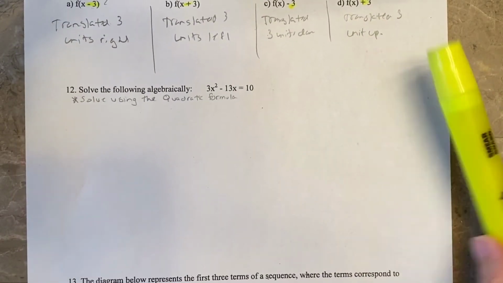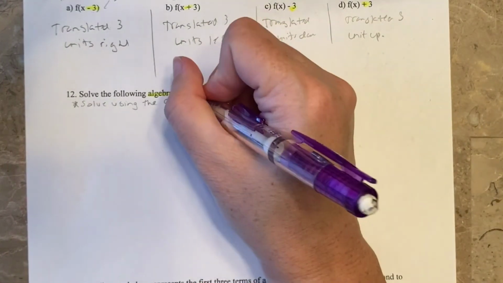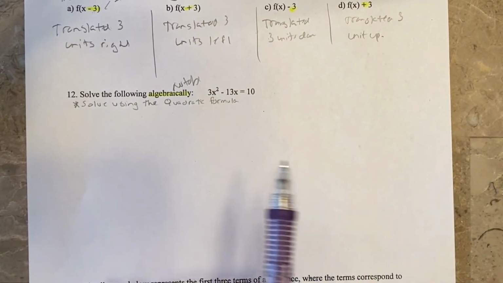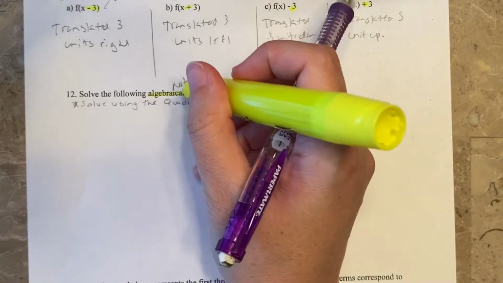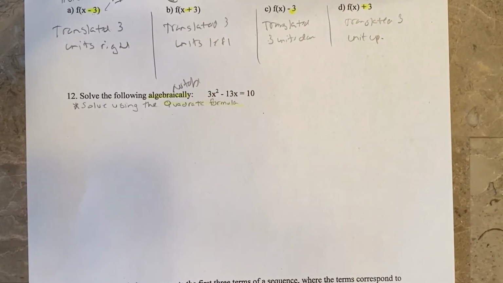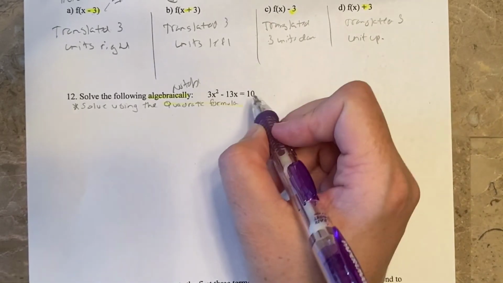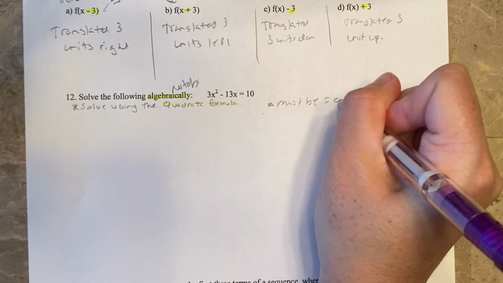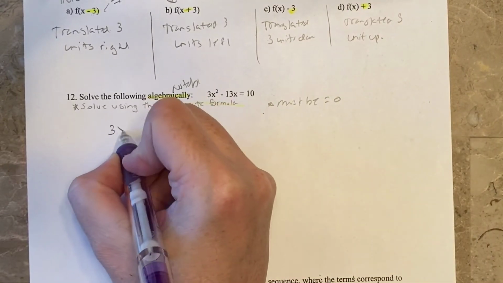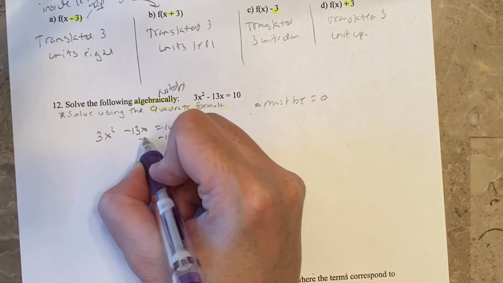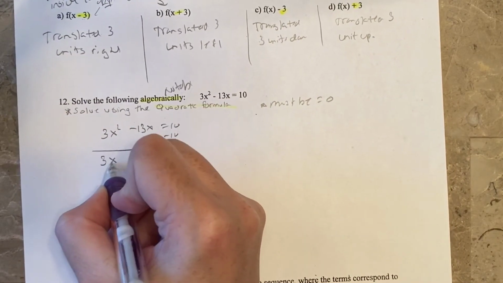Solve the following algebraically. So again, algebraically means no table. And I know you can do whatever you want. I know you could factor, complete the square, use the quadratic formula. I felt like we didn't really do a lot of quadratic formulas, so that's actually the one that I want to do right now. So you have to do it this way. Okay, so this one must be equal to 0. So we have 3x squared minus 13x equals 10. So I want to subtract 10 on both sides. I have to get it equal to 0.